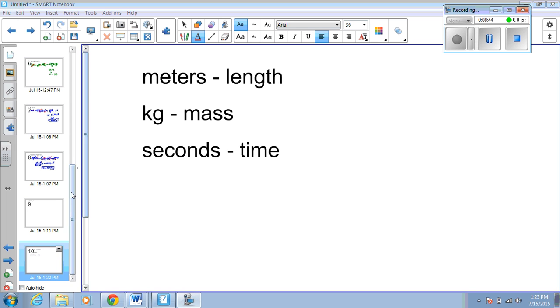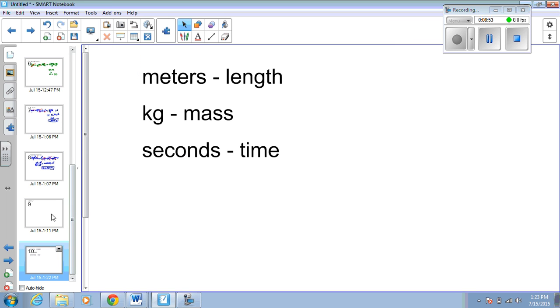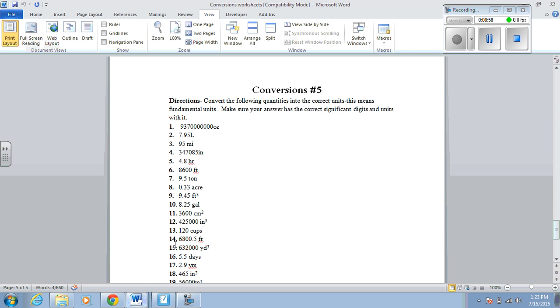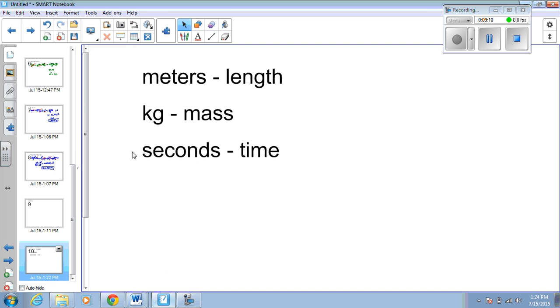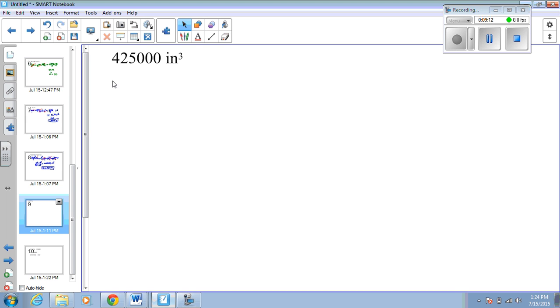Okay, so those are the fundamental units for the metric system. And that's what we'll be working with mostly in physics. So that's why it's important to know how to convert from certain values into correct fundamental units. So let's take this example. Inches cubed, we want to convert that to meters cubed. Why meters cubed? Because meters cubed is the correct fundamental unit. So we want to go to meters cubed.